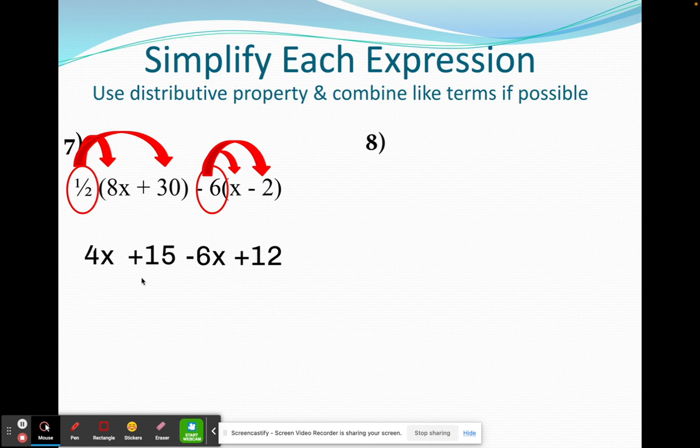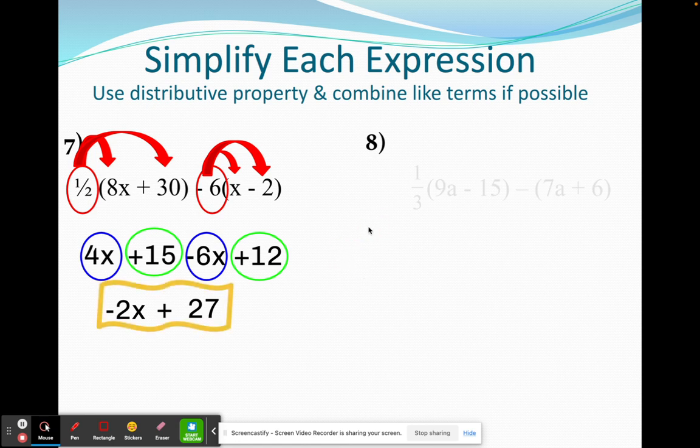Well, I have some like terms, my 4x and my negative 6x to start with. So 4x and negative 6x combined will give me a negative 2x. And 15 and 12 together will give me a positive 27. And that's as far as I can go. I cannot combine these. These are not like terms. This one has an x, this one does not.